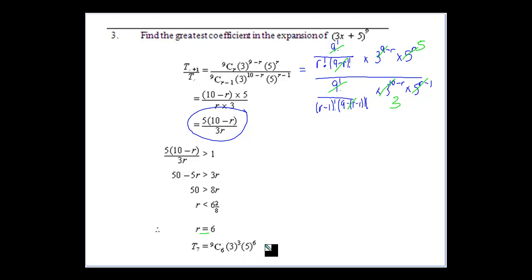So the 7th term then would be 9c6, 3 to the power of 3, 5 to the power of 6. So there's our coefficient. You can get an expression there if you like. It's going to be pretty big once you start doing all those multiplications. It's quite fine to leave it like that. So that's still the greatest coefficient.